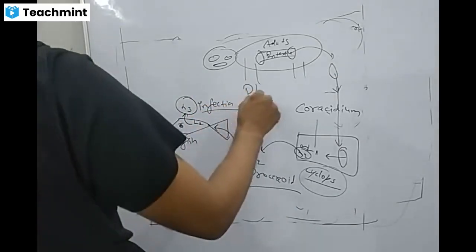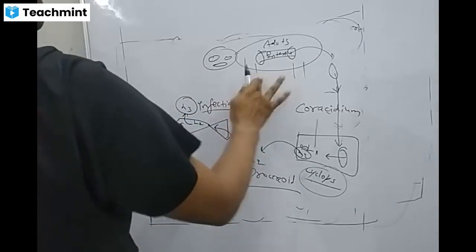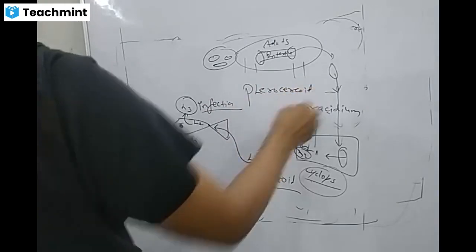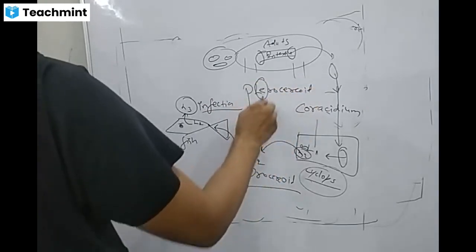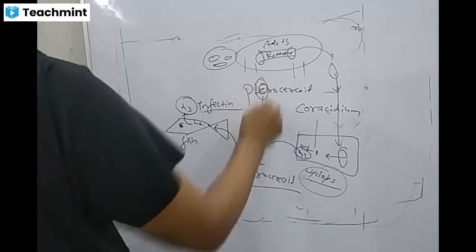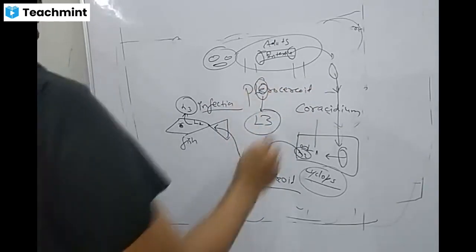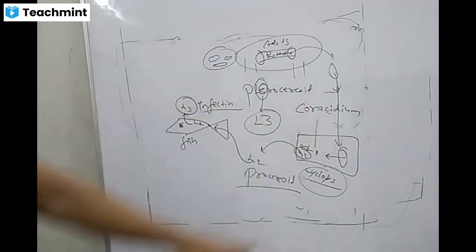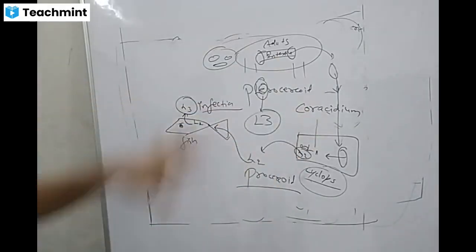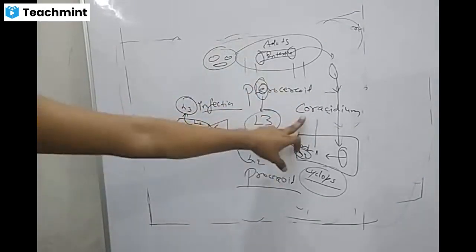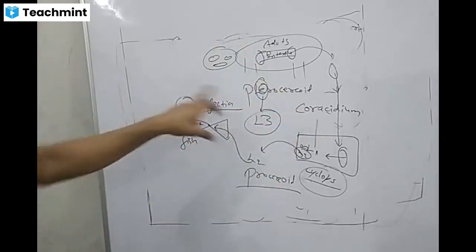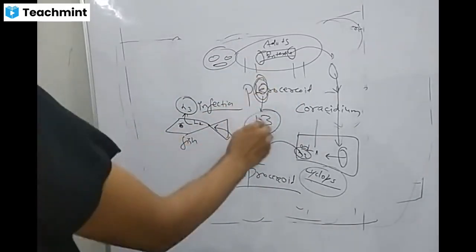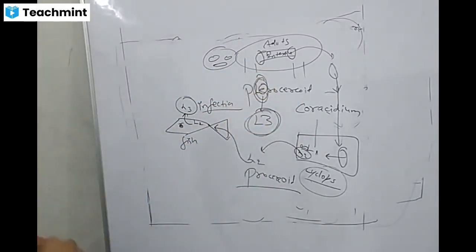If I write plerocercoid, this is plerocercoid. This has the letters L and E, make the E like this, you will find L3. So they will give you three options. Which of the following is an infective stage in case of Diphyllobothrium latum? Procercoid, or plerocercoid. So from the name itself you can derive that L3 is the infective stage.